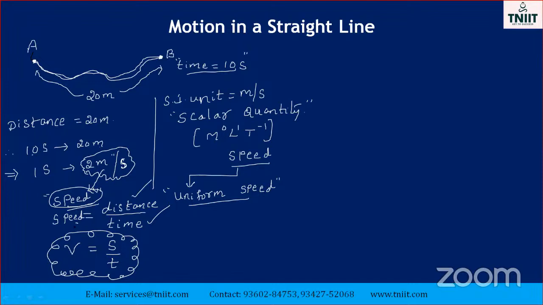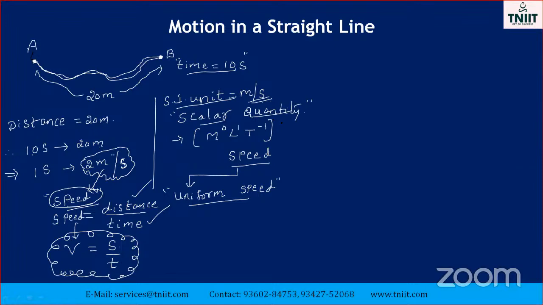Usually the speed is denoted by the symbol V, distance is denoted with S, and the time is denoted with T. So velocity is equal to the distance by time. So V is equal to S by T. Please remember, the speed is going to be measured in terms of meter per second, and it is a scalar quantity. The dimensional formula for the speed is M0 L1 T minus 1.